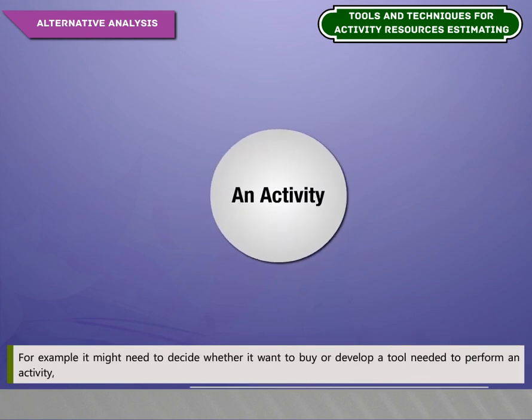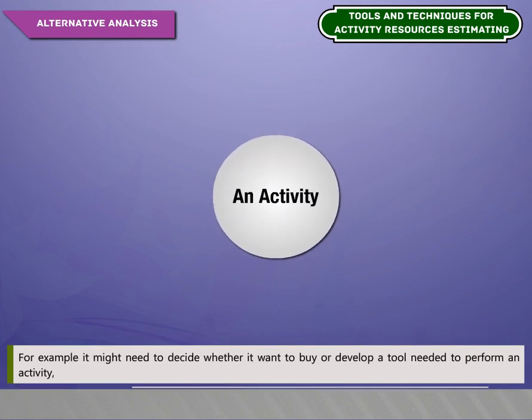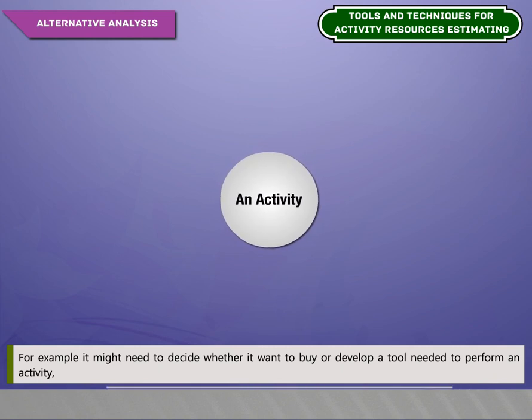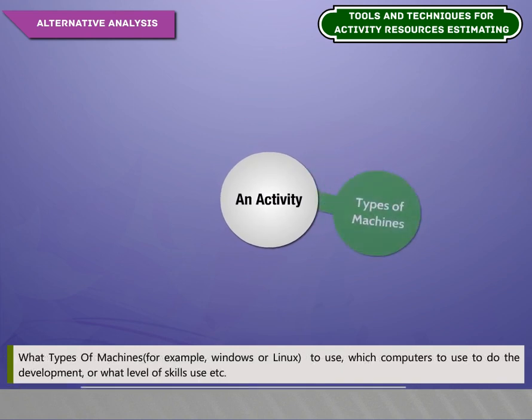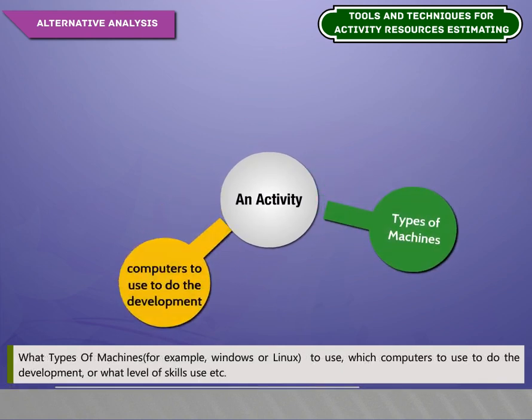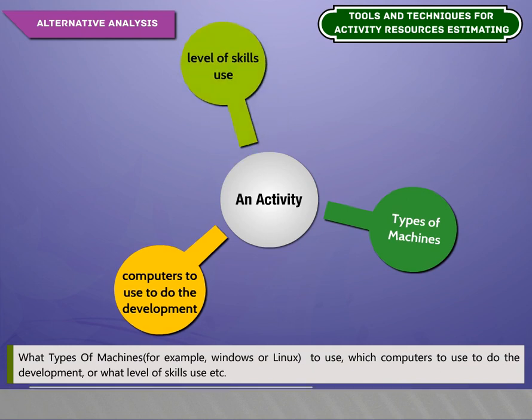For example, it might need to decide whether it wants to buy or develop a tool needed to perform an activity, what types of machines, for example Windows or Linux, to use, which computers to use to do the development, or what level of skills is needed, etc.